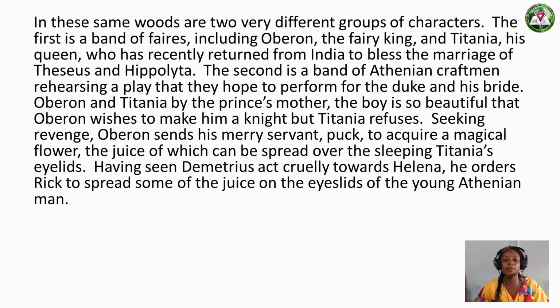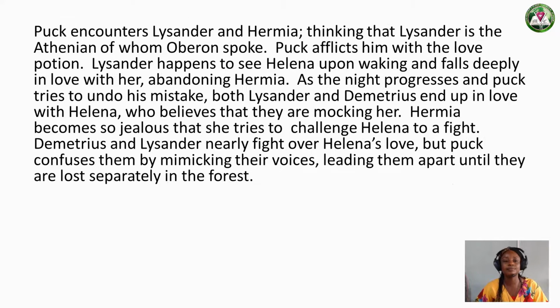Oberon and Titania quarrel over a changeling boy, the prince's mother's child. The boy is so beautiful that Oberon wishes to make him a knight, but Titania refuses. Seeking revenge, Oberon sends his merry servant Puck to acquire a magical flower, the juice of which can be spread over the sleeping Titania's eyelids. Having seen Demetrius act cruelly towards Helena, he also orders Puck to spread some of the juice on the eyelids of the young Athenian man. So all these actions are happening in the wood.